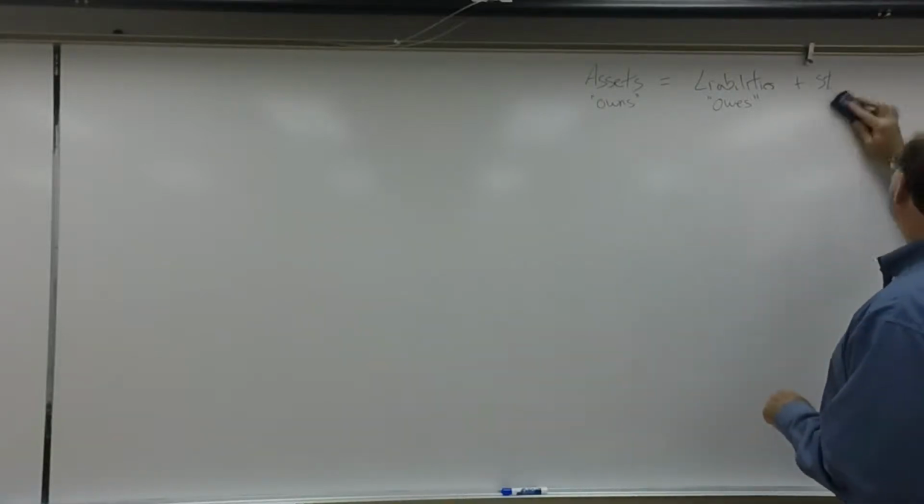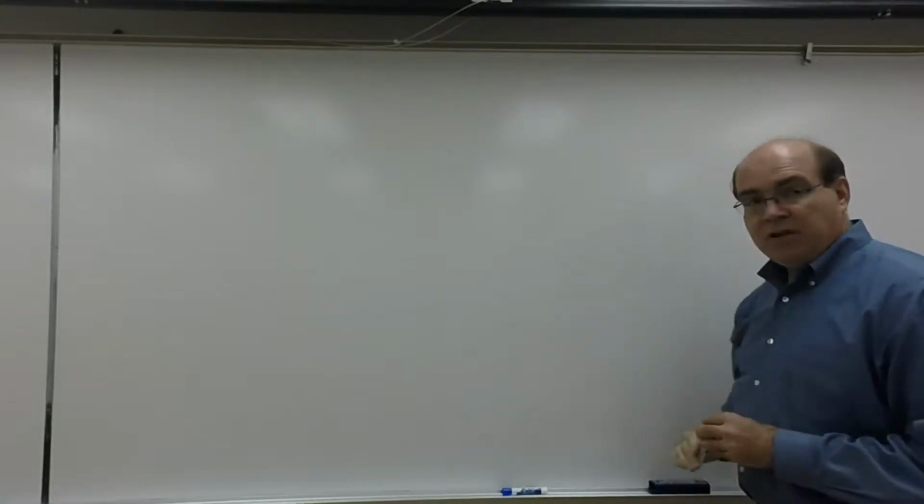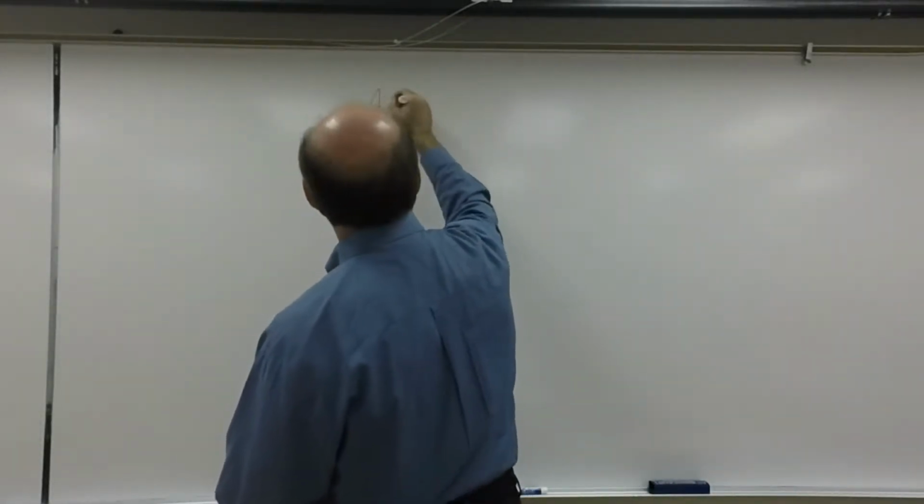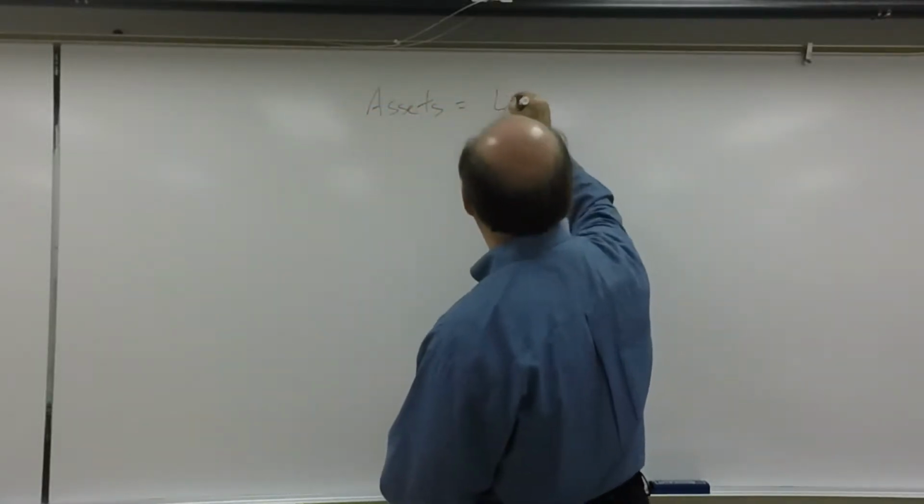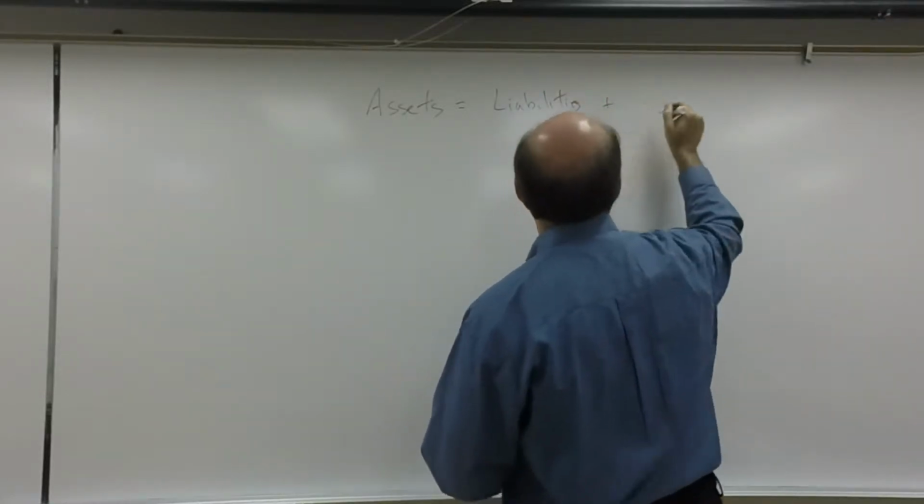Let me rewrite this over here in the middle and go through and show you how the debits and credits work with the accounting equation, okay? So the first one we have is the assets, right? And they equal what? Liabilities plus stockholders' equity.